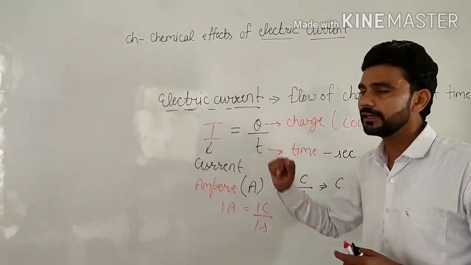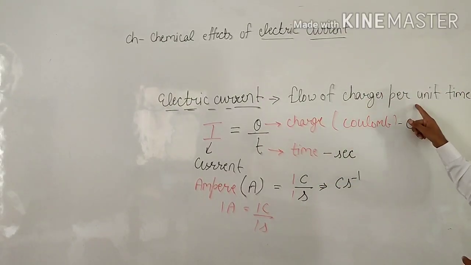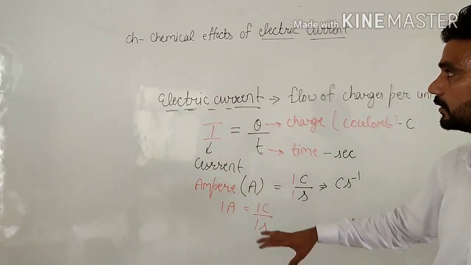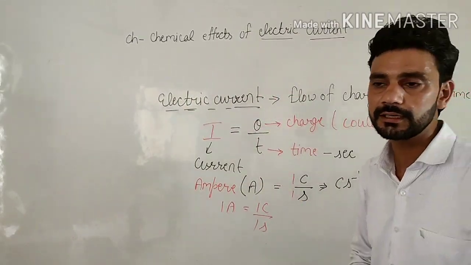If someone asks define electric current, the flow of charges per unit time through a conductor is known as electric current. So these things are about electric current.